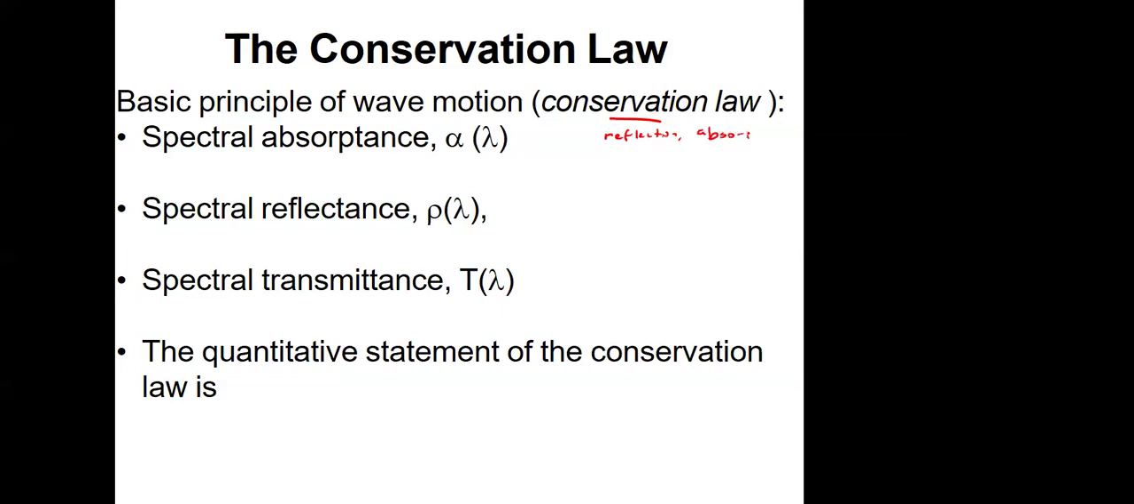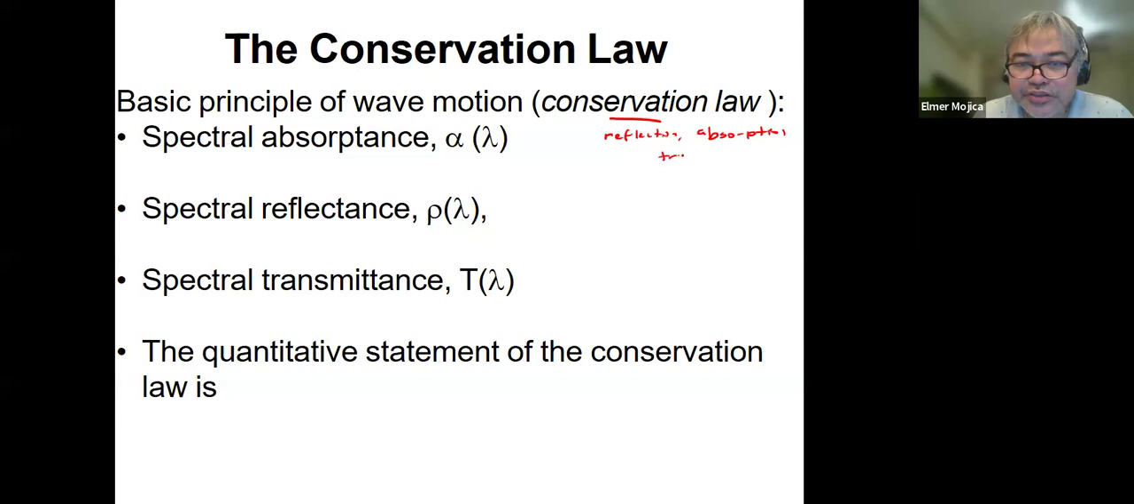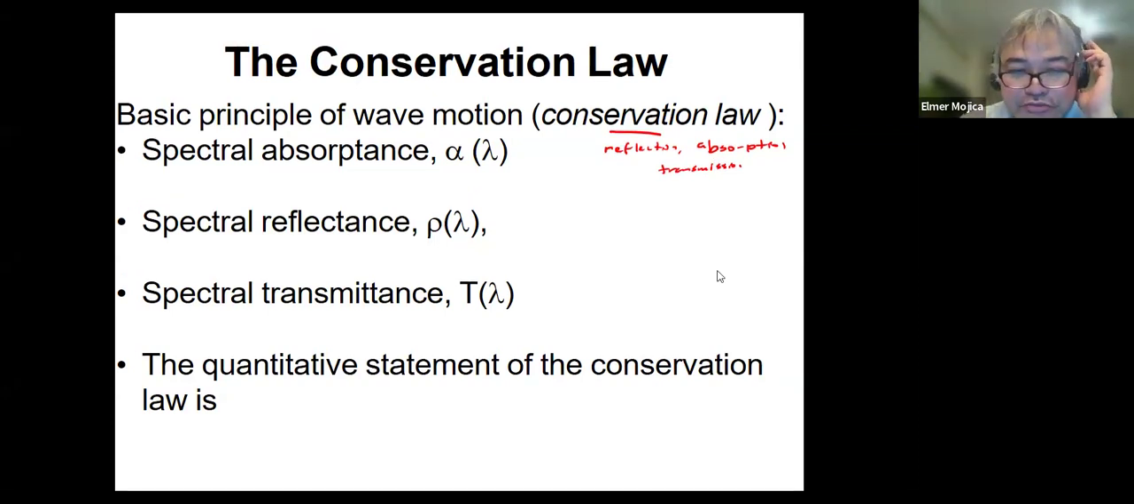So reflection, absorption, and transmission. If you add all of them, those are the waves that came to a given sample. So one basic principle that we have there is that you're going to conserve that in terms of the wave. A portion of the wave is reflected, a portion is absorbed, and a portion is transmitted into the new medium. So this is known as the conservation law.